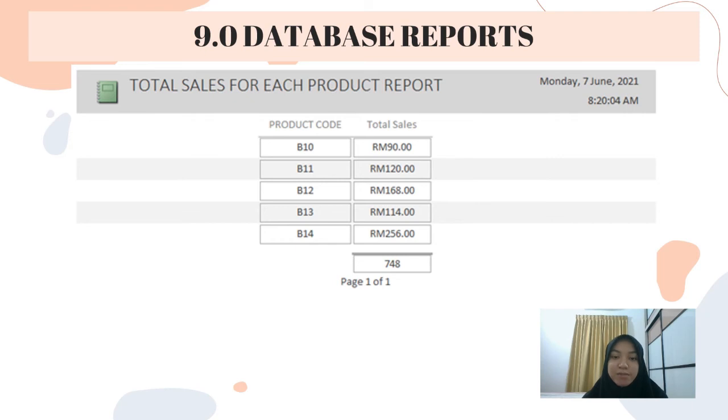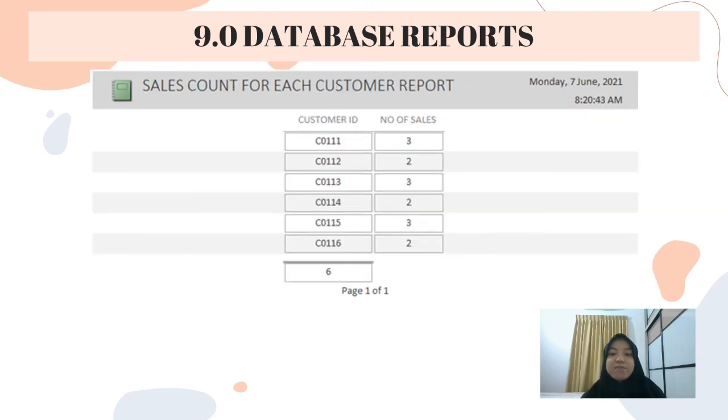The seventh report lists out total sales for each product. From this report, we can see that product code B14 has the highest sales. The eighth report is the sales count report, where it shows how many times each customer buys products from Manburger. We can see that customer IDs C0111, C0113, and C0115 are the most frequent buyers.